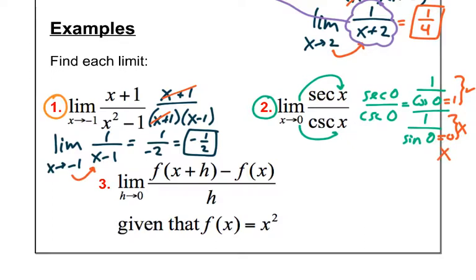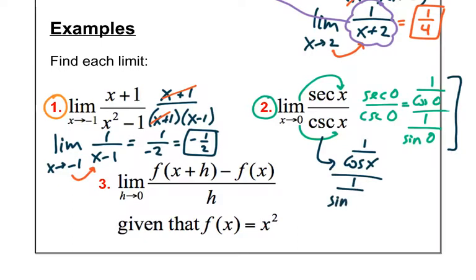Okay, there's no factoring here because these are not polynomials. But can we use a little bit of just trig knowledge, because these are reciprocal trig functions? Let me actually take this idea that I started doing here. Secant is 1 over cosine of x, right? Cosecant is 1 over sine of x.